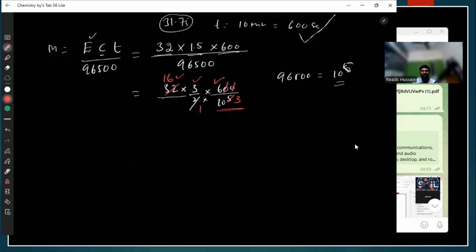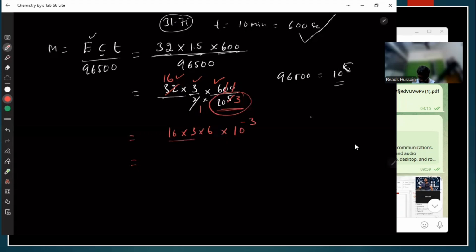Okay. Dear students, I'm continuing this. So we'll get approximately here 16 threes in the numerator, 16 into 3 into 6, and here 10 raised to 3 is there, no? If you take that into the numerator, this becomes 10 raised to minus 3. So if you multiply all these things, you will get some approximate value.